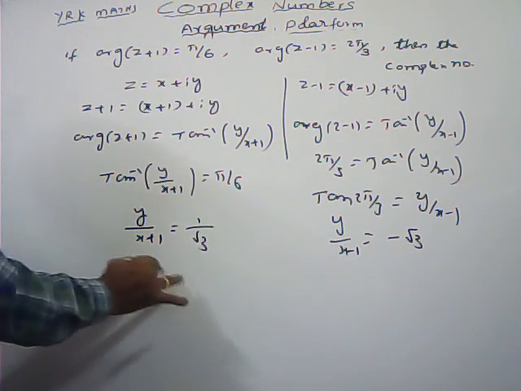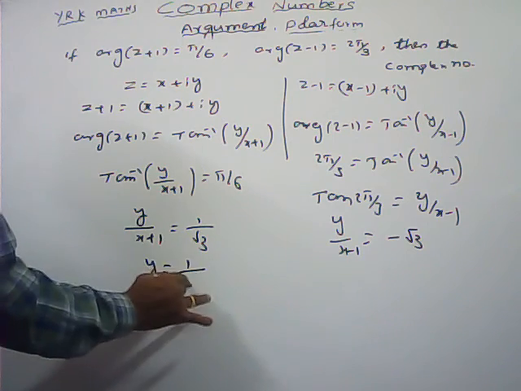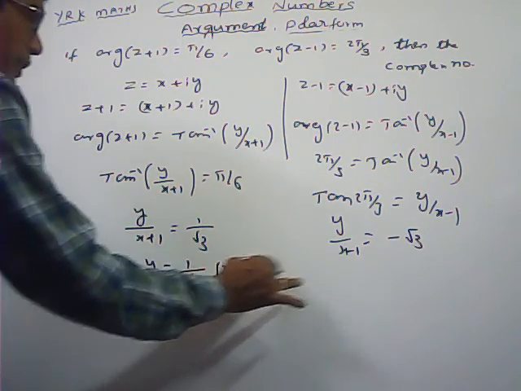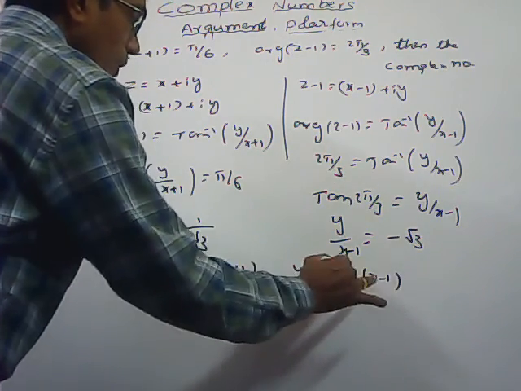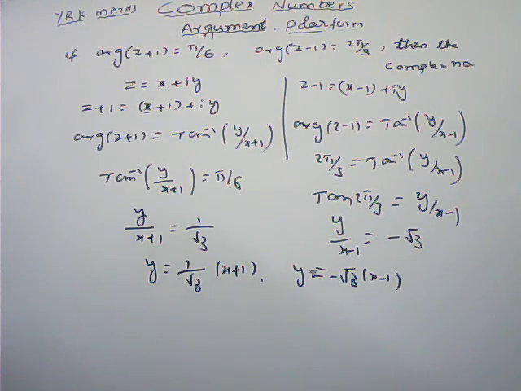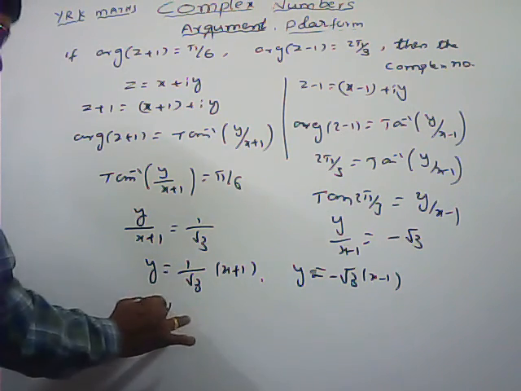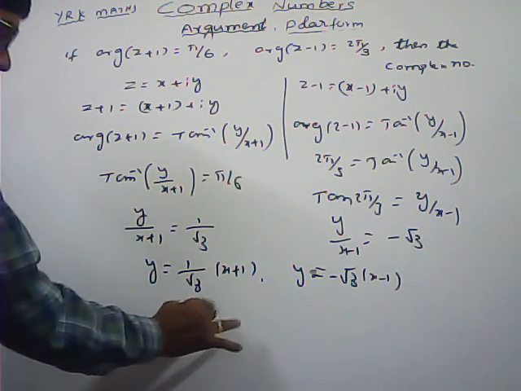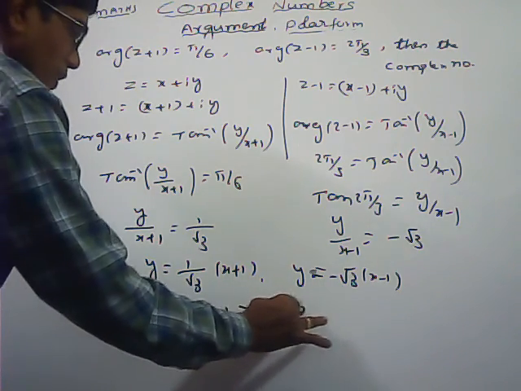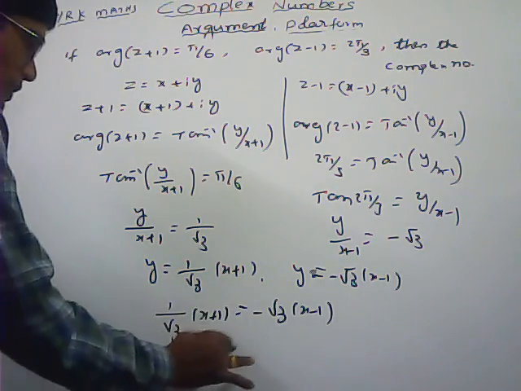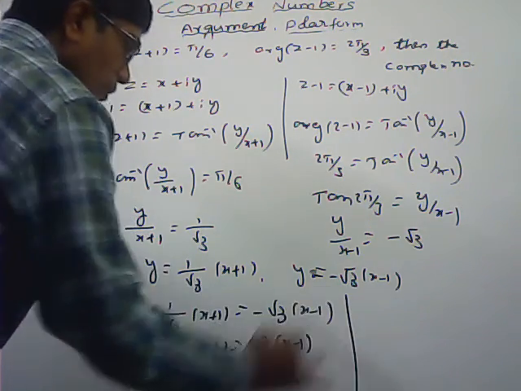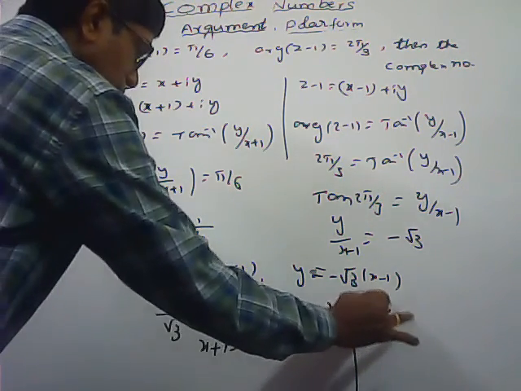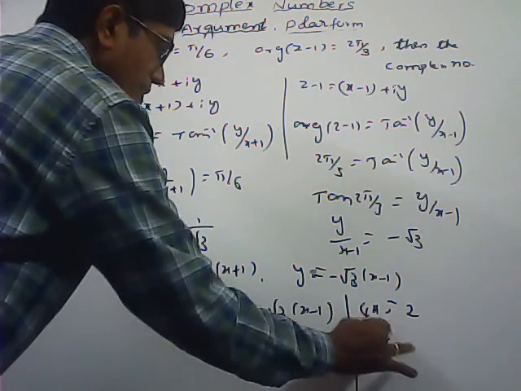Here I got y is equal to 1 by root 3 into x plus 1. Here y is equal to minus root 3 into x minus 1. By solving these two equations, we can get x and y values. Here equating these two, 1 by root 3 into x plus 1 is equal to minus root 3 into x minus 1. x plus 1 is equal to, if I transpose that side, minus 3 into x minus 1. Here 4x is equal to 3 minus 1, that is 2. x equals 1 by 2, we got.